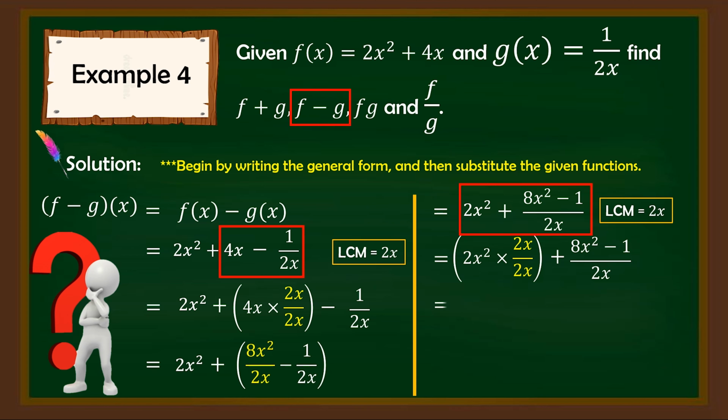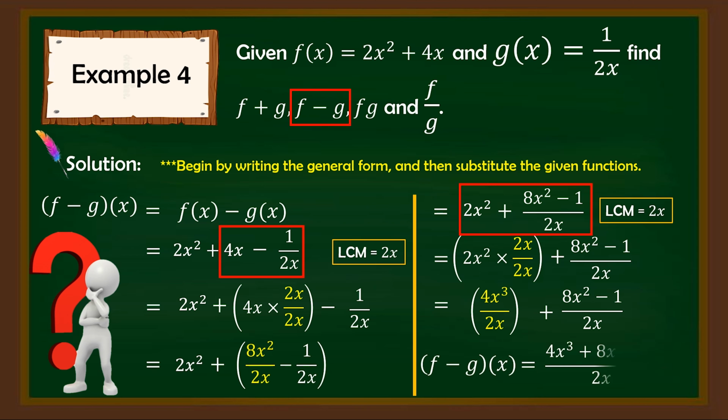Then simplify, which yields to 4x cubed over 2x plus 8x squared minus 1 over 2x. Since we cannot simplify this one any further, therefore the function f minus g of x is equal to 4x cubed plus 8x squared minus 1 over 2x. Let's take a look at our example number 5.